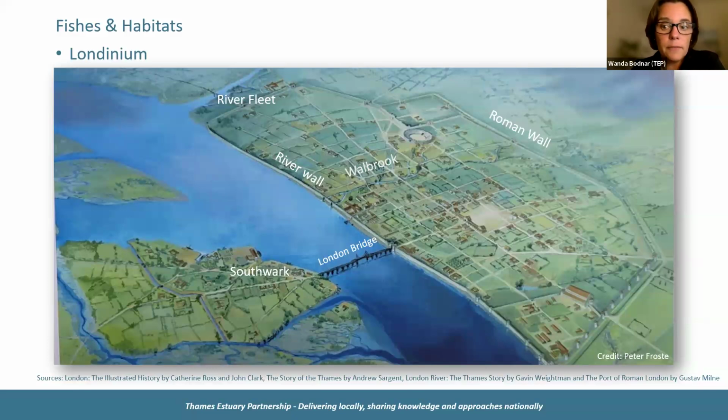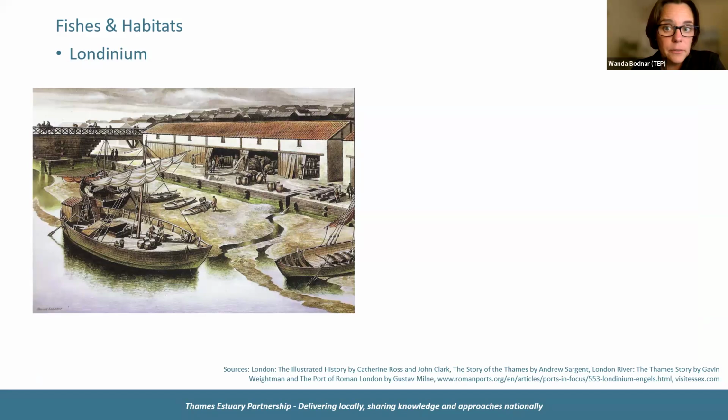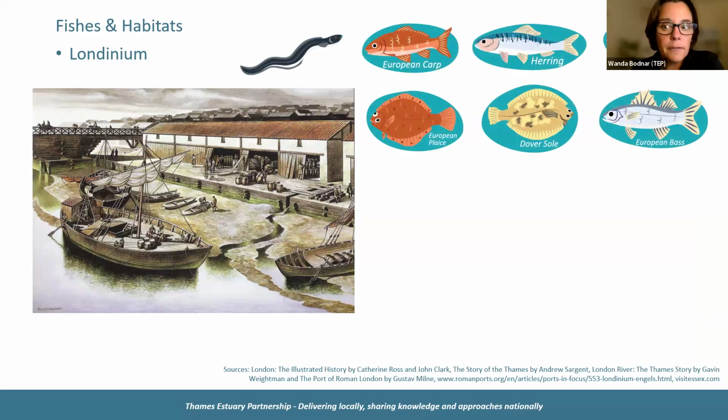At this time, the tide was probably as little as 1.5 meters in range, with the tidal head estimated to be at the bridge. As Londinium grew, it became a major trading port and people were also engaging in fishing. The fish species caught included cod, herring, sprats, sea bass, bream, flatfish, carp, smelt, as well as eels.